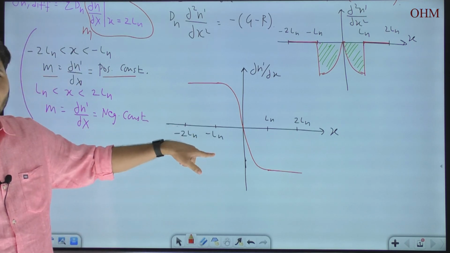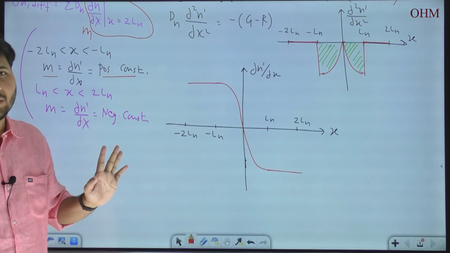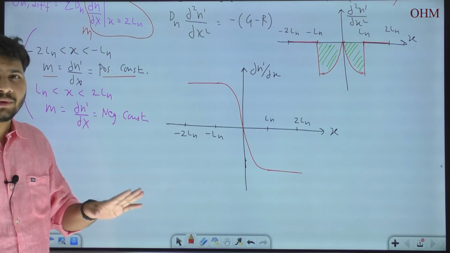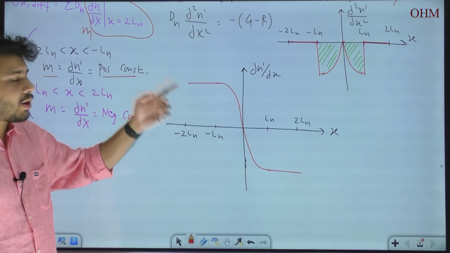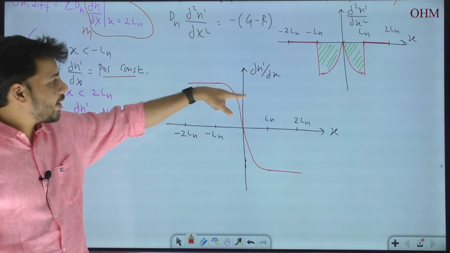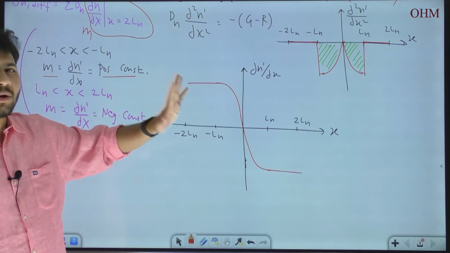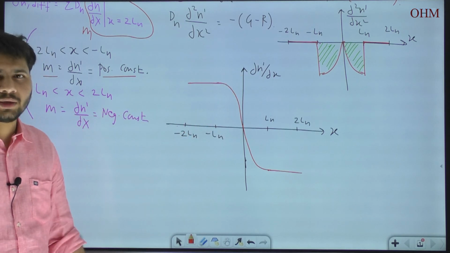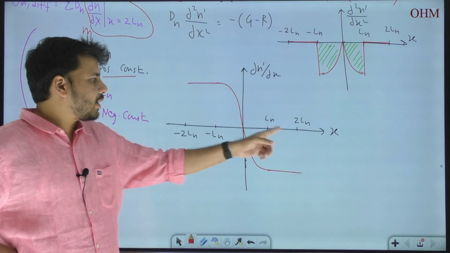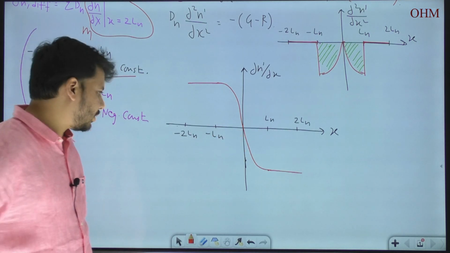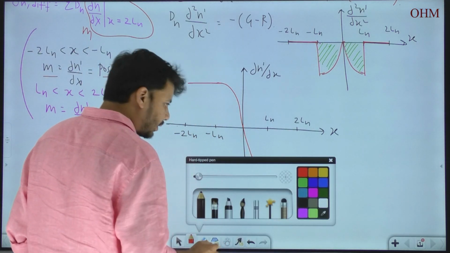Now from this, if you want, we can also plot how the excess minority carrier concentration itself varies with distance. So how do you get n prime from dou n prime by dou x? Again, you just have to integrate this thing, but you have to be careful about the boundary conditions. At minus 2 ln and also at 2 ln, the value of n prime is 0. So if you want, I can do that as well.